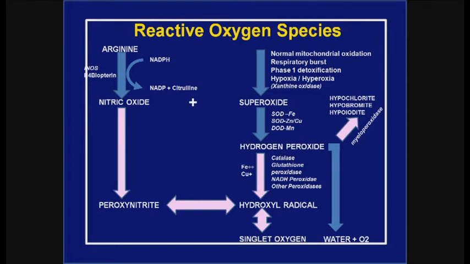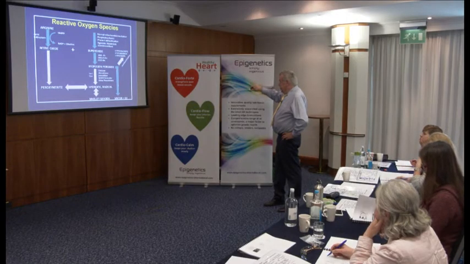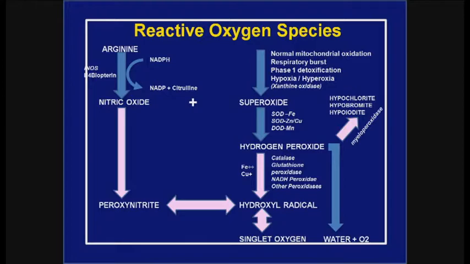So the normal pathway is mediated by these enzymes: superoxide dismutase, catalase, glutathione peroxidase, etc. On this side, we have the reactive nitrogen species, from arginine to nitric oxide by inducible nitric oxide synthase.